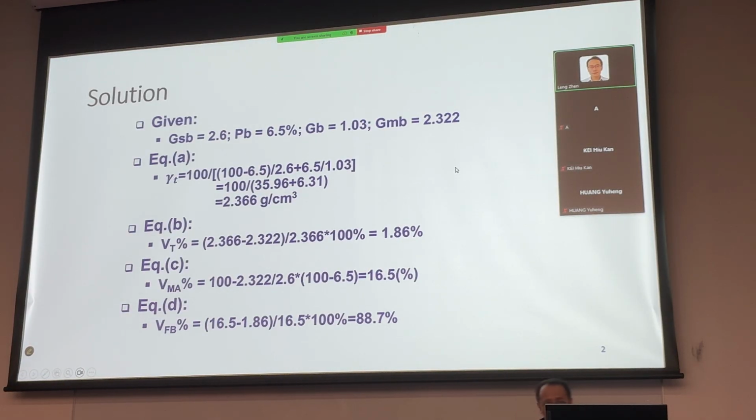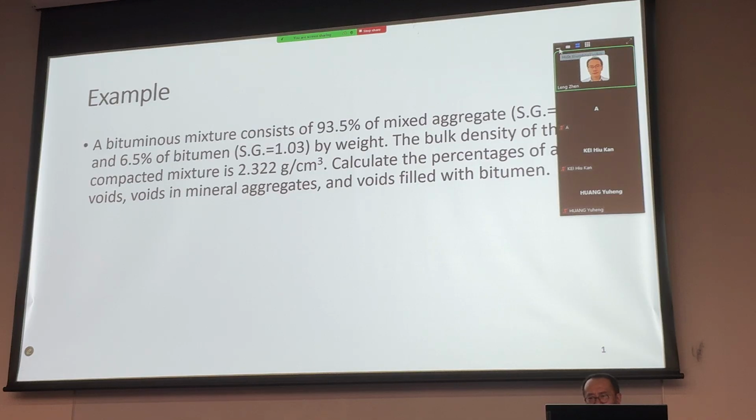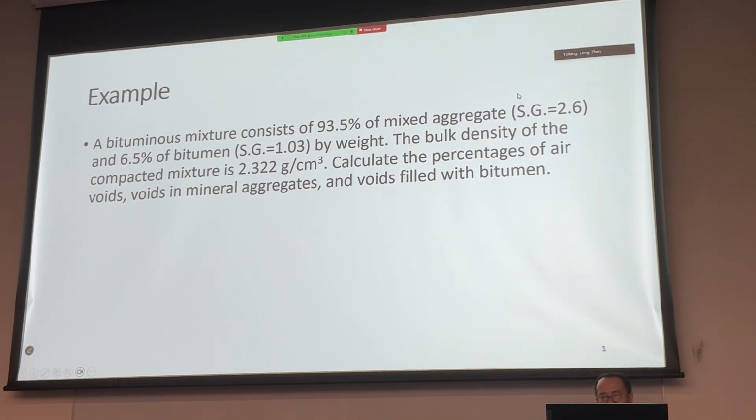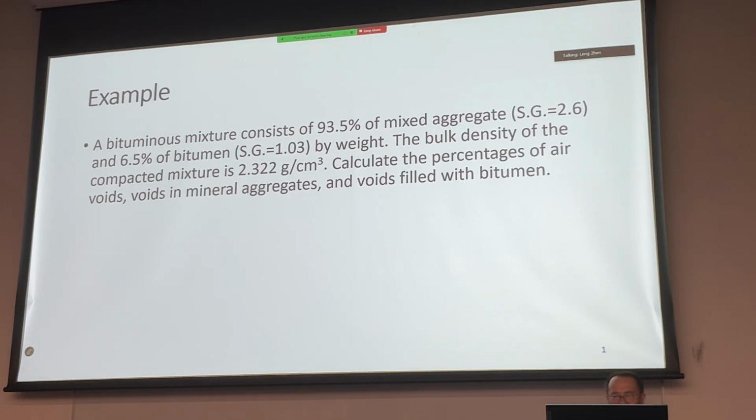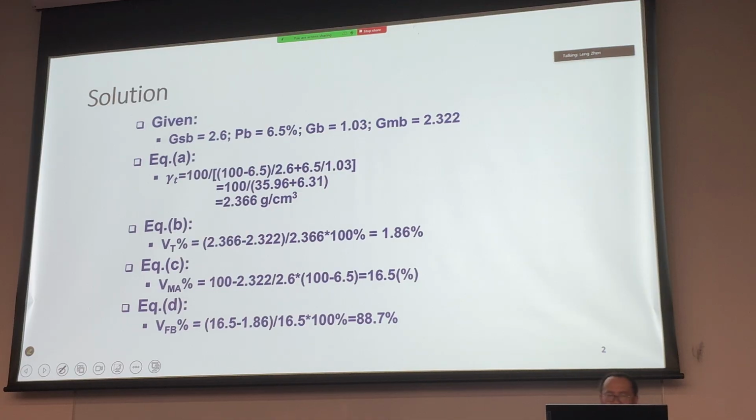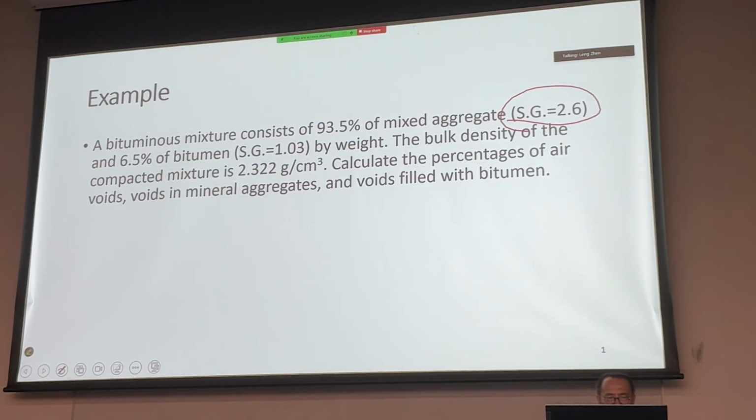Okay, so for this problem, first of all, we should know what kind of information is given. Based on the problem statement, we know that the bulk specific gravity of the aggregate is 2.6, which is this value, and also we know the binder content is equal to 6.5, which is this value.